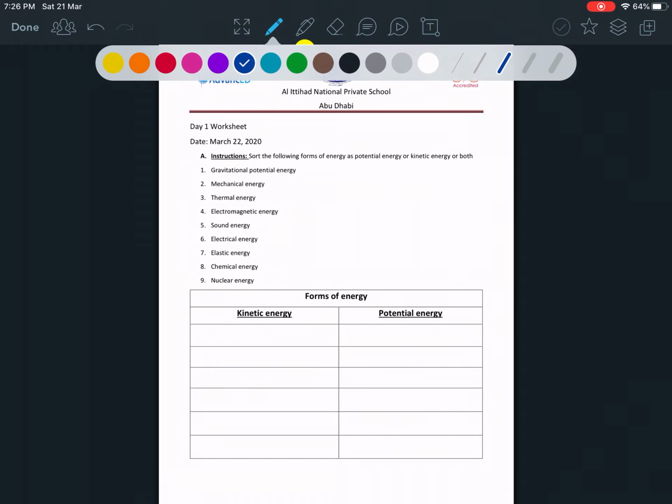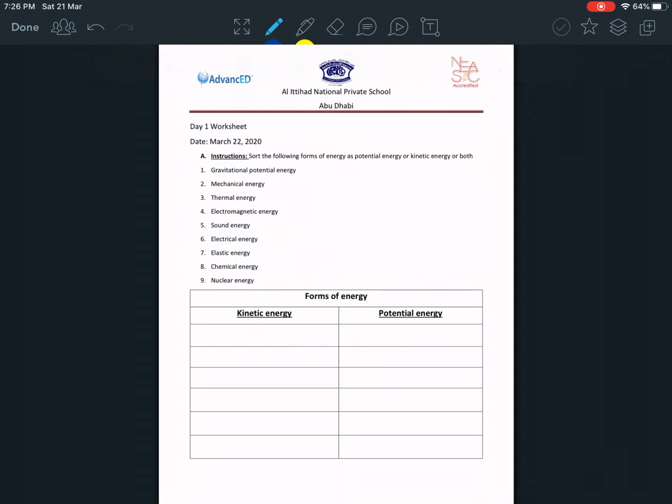This is the pen. So let's say I chose blue here, and I can write here, it says sort the forms of energy from kinetic to potential. Remember, you took these, you can look at the slides and do them. You don't have to write them all, the words. If you feel uncomfortable writing on the iPad, you can just write, let's say gravitational potential would be here, so you write 1. Mechanical would be in both, so you write 2, for example. Okay, I'm not going to do the rest for you. You can do these. You don't have to write them if you're not able to write on the iPad.